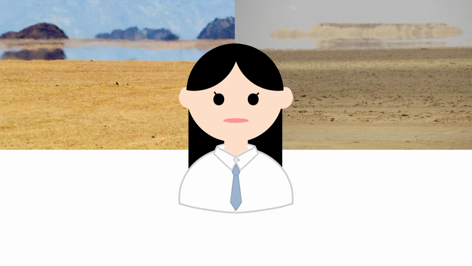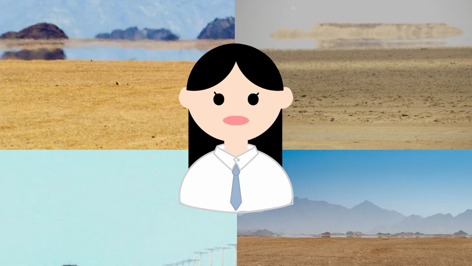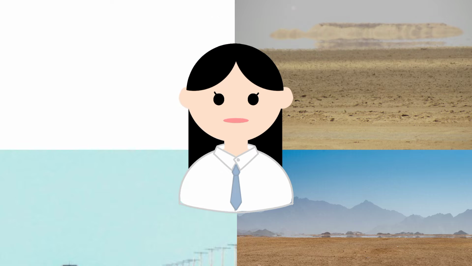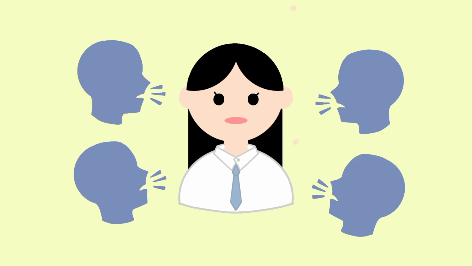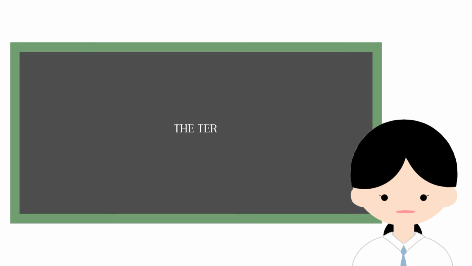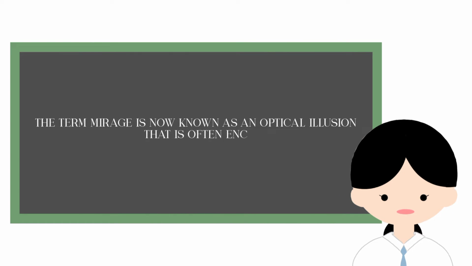A mirage is an illusion created by optical phenomena and can be caused by several things. We often hear many stories from several people who have experienced the illusion of the mirage. It's so difficult to distinguish whether the mirage is just an illusion or part of hallucination. The term mirage is now known as an optical illusion that is often encountered by people in certain areas.